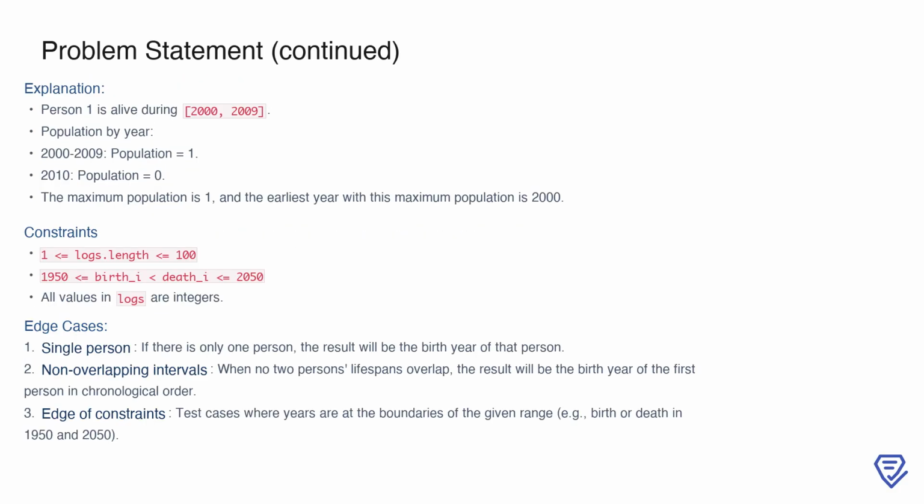By analyzing these population counts, we find that the maximum population is 2. This occurs between 1960 to 1969 and 1970 to 1979. Since we need the earliest year with the maximum population, the answer is 1960. Now, consider a simpler example with logs = [[2000, 2010]]. Here, there's only one person, who is alive from 2000 to 2009. The population is 1 during this interval, and 0 in 2010. Since the maximum population is 1, the earliest year with this maximum population is 2000.